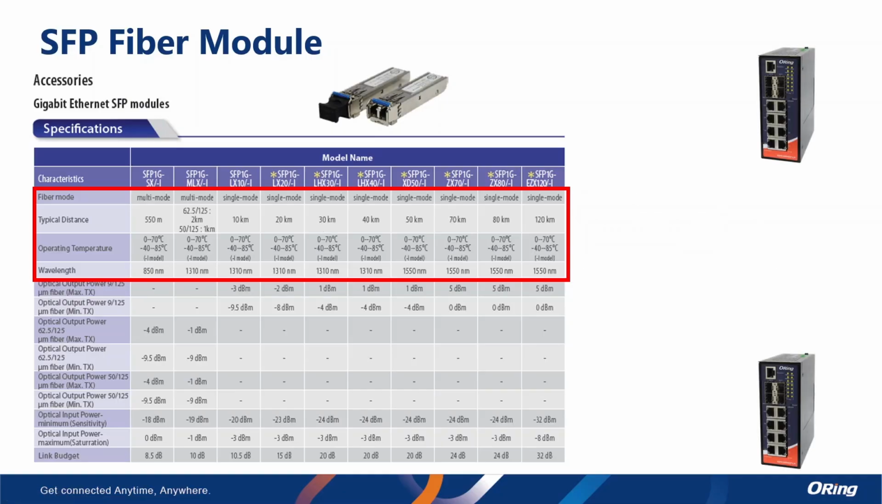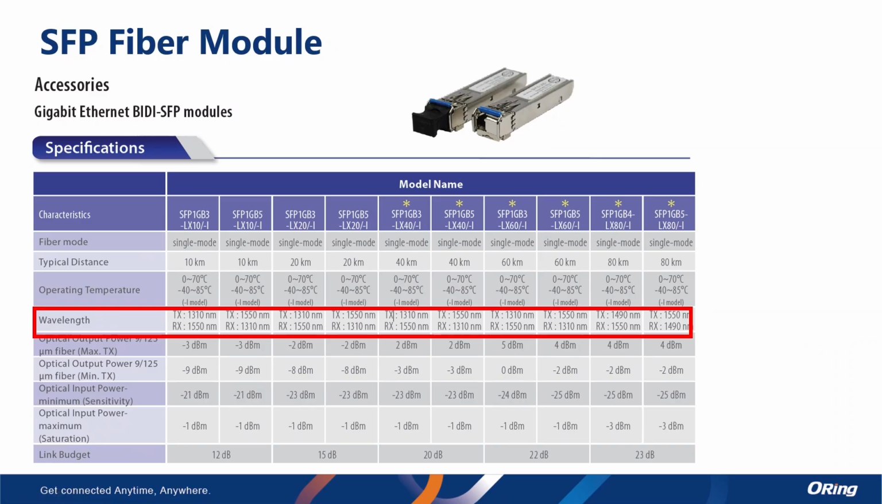So for example, I have two switches here, switch A and switch B. I want to connect these two switches with the SFP or the fiber. So I'm choosing SFP1G LX40I. For the neighbor, it's better to use identical SFP modules here, so I'm also using the SFP1G LX40I.